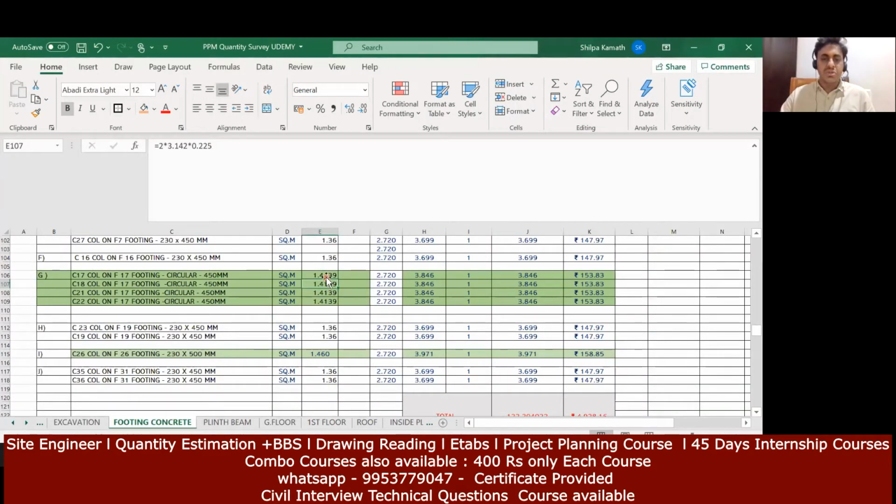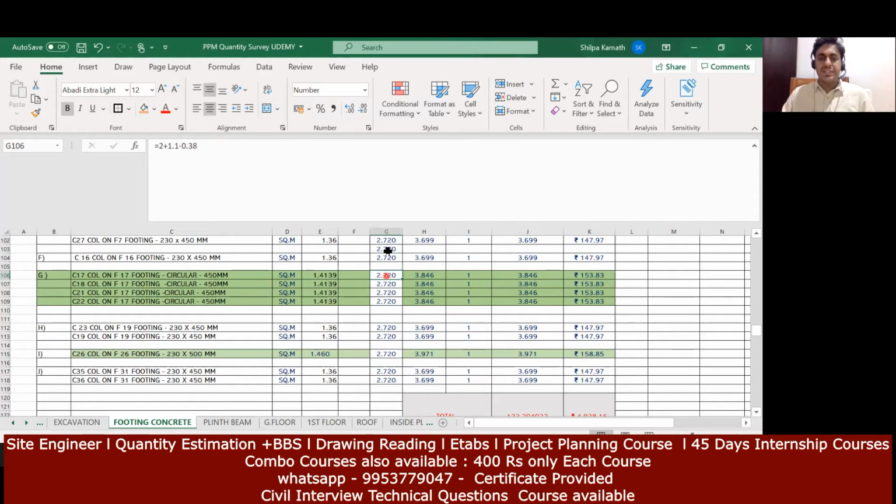I'll write it here. 2 into the formula, that is 2 pi r. 2 into pi, which stands for 3.142, into r. What about the radius? See, this 450 mm that you can see is the diameter of the column given, but the formula is for 2 pi r. R stands for radius. Half of the diameter will give me the radius. So half of 450 is 225. That is why I have written here 0.225.